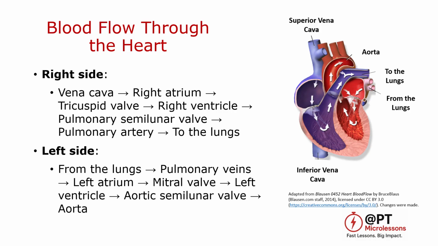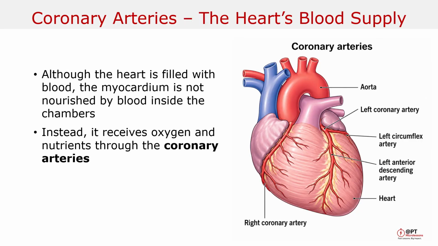into the aorta. Although blood fills the heart chambers, it does not directly nourish the heart muscle. Instead, the myocardium receives oxygen and nutrients through the right and left coronary arteries, which branch from the base of the aorta. When these arteries become narrowed or blocked, the myocardium may become ischemic, leading to angina or myocardial infarction.